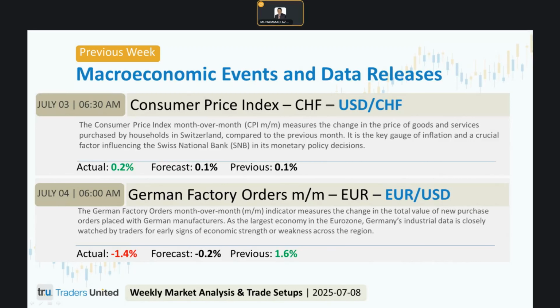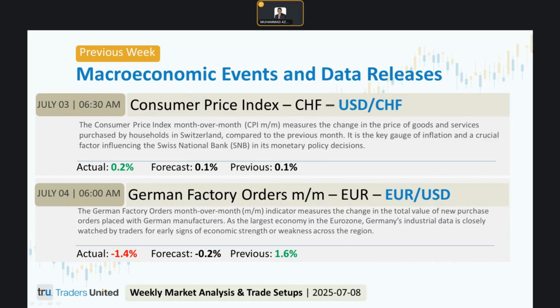The broader context is that Germany's industrial sector has been under pressure from soft global demand, tighter financing conditions, and supply chain disruptions. With factory orders deteriorating faster than expected, the Eurozone's economic engine appears to be losing steam. Meanwhile, the US dollar remains supported by relatively firmer US data and the Fed's still cautious stance on rate cuts.